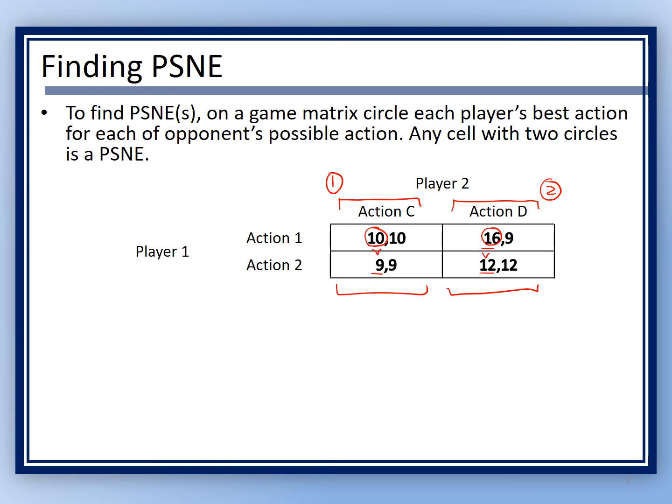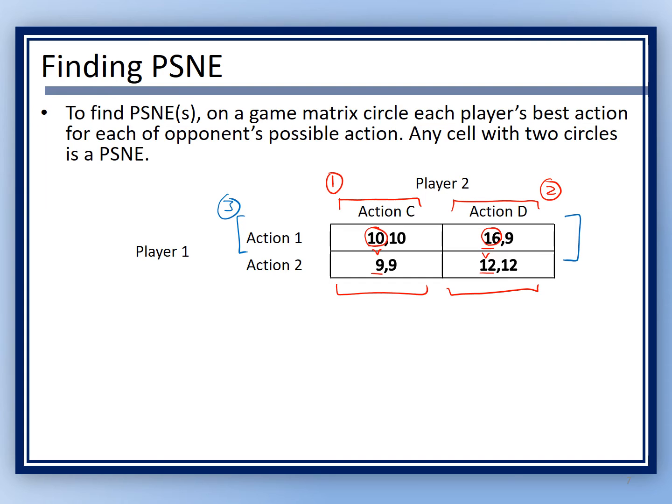Suppose player 1 is going to choose action 1. Once again, we do not know yet. Well, actually, right now we do know player 1 is going to choose action 1. But player 2 might not know that. So player 2, suppose player 1 chooses action 1. What would player 2 do?